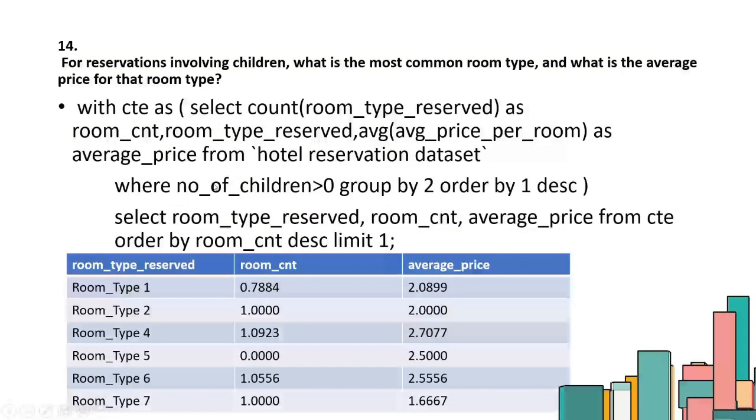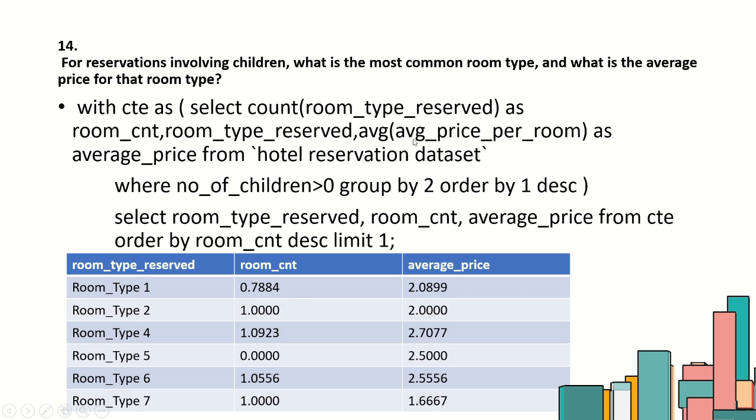Let's look at this question. For reservations involving children, what is the most common room type and what is the average price for that room type? Since it's particularly asked for reservations involving children, we can directly use in the where clause that number of children should be greater than 0. And for the most common room type, I have selected the count of room type as room count and room type reserved as the room type which is being reserved. Then I have used average price per room, using the average function, as average price from the dataset.